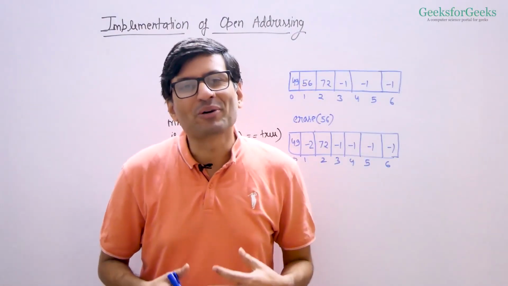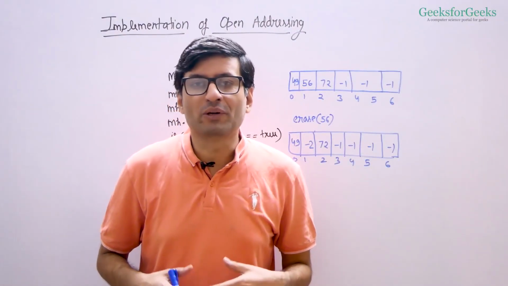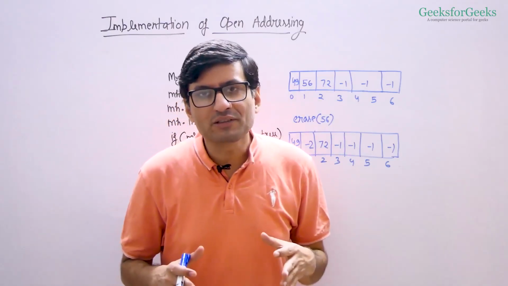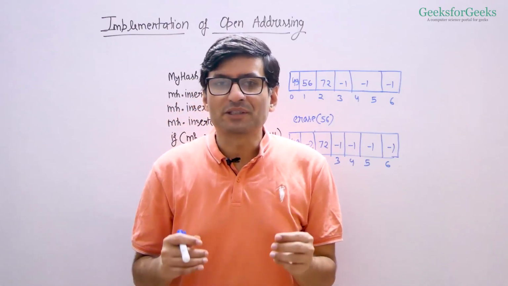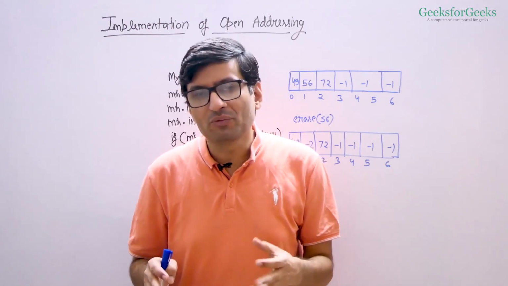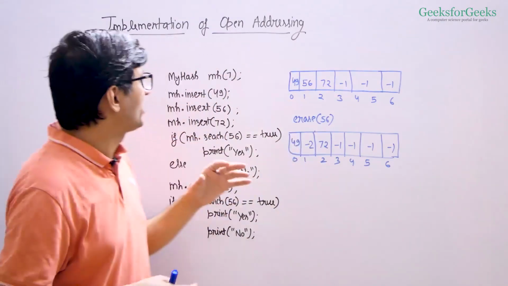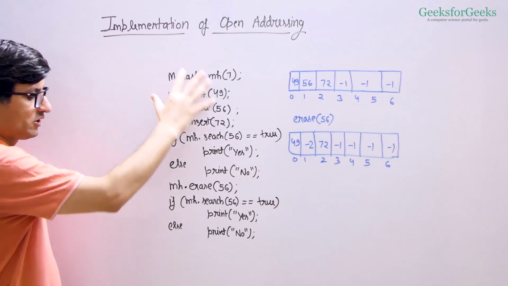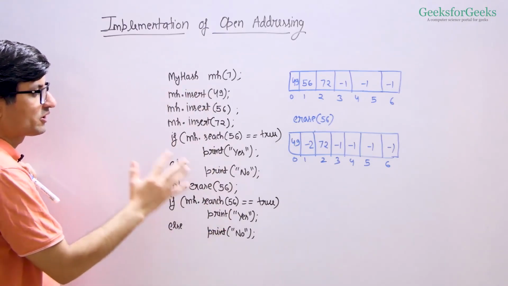Hi, let's talk about implementation of open addressing. Here we are expecting a very simple implementation. User specifies the size of the hash table when user creates an object. So we need to create a class myHash, and this is use of your class. This is how your user is going to use your class.